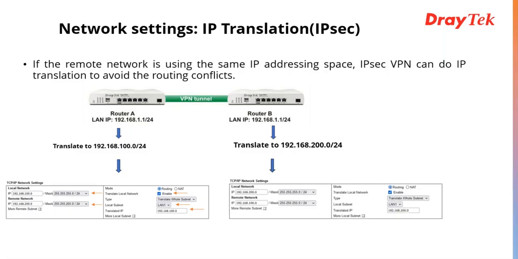So we need to do the same on router B, apply the settings and save profiles.